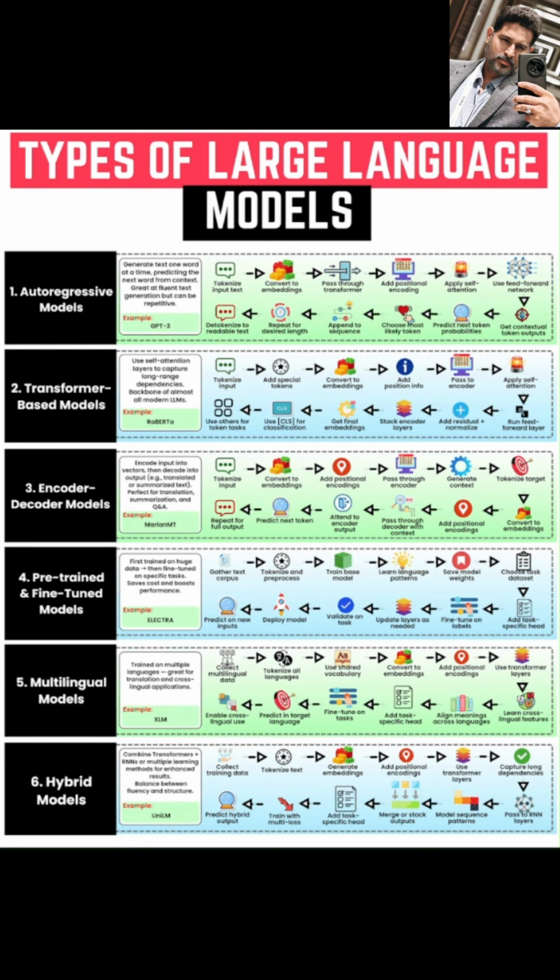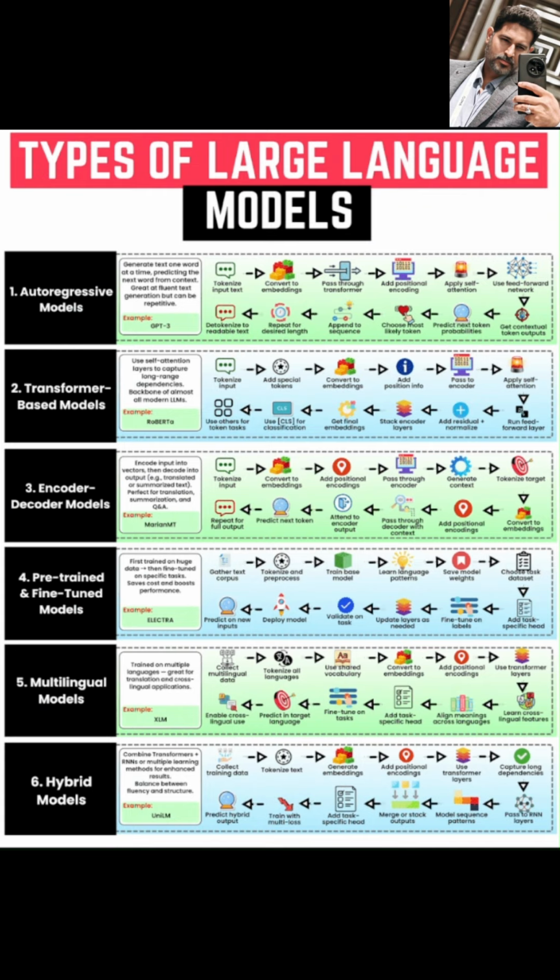Finally, hybrid models. As the name suggests, these models combine different architectures or learning methods. This could involve mixing elements of RNNs, transformers, or other techniques to balance different strengths, like achieving robustness, fluency, or specific structural properties in the output. Unome is listed as an example here, representing models that might merge or stack outputs from different internal components to handle complex tasks.